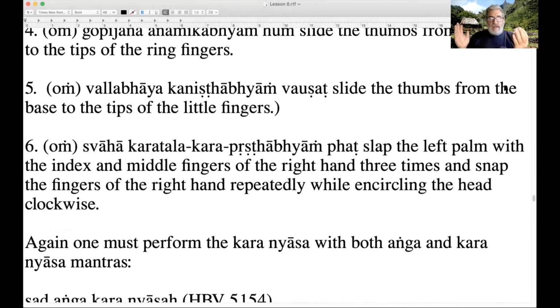And then a new thing, because we haven't had 6 before, Om Swaha Kartala Karaprishthabhyam, where it says to slap the left palm. Kartala Karaprishtha means the front and back of the hands, and then slap the index and middle fingers on the right hand palm, and then flick the fingers, snapping the fingers around the forehead clockwise.